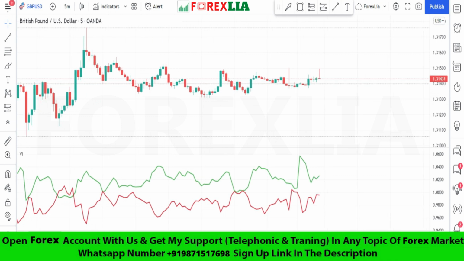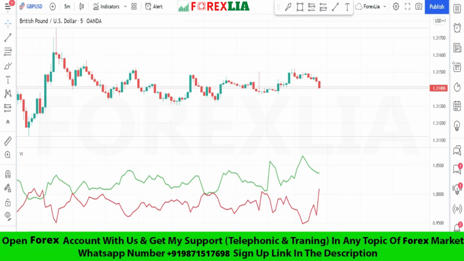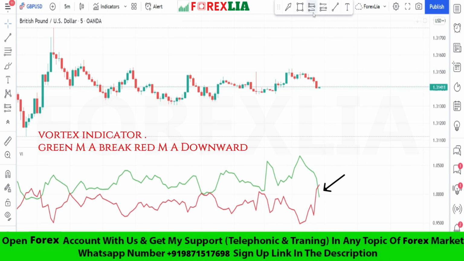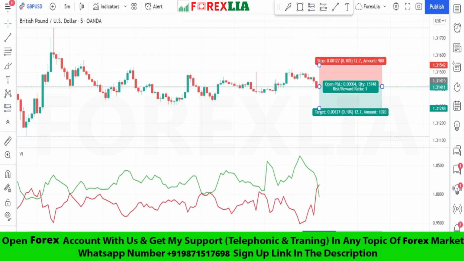If the Vortex indicator green MA breaks the red MA downward, then we take a sell trade. Here is the sell signal confirmation. We place the sell trade here.